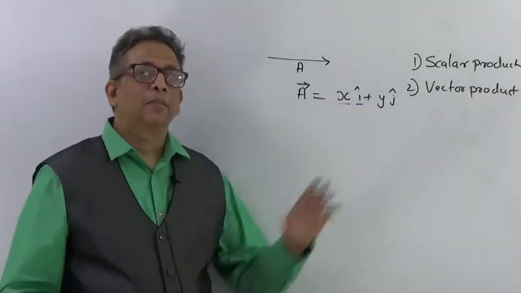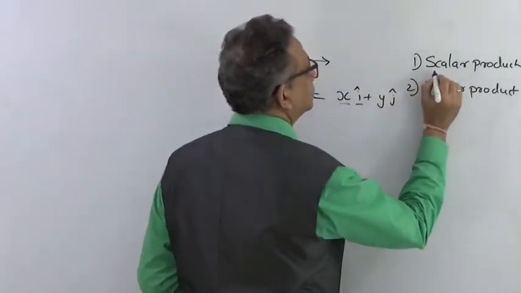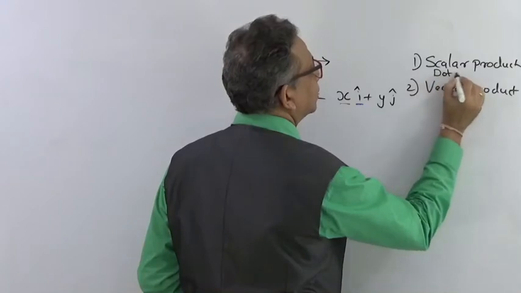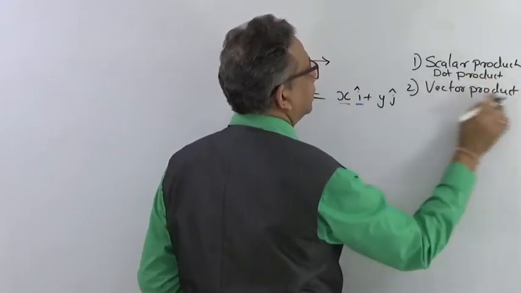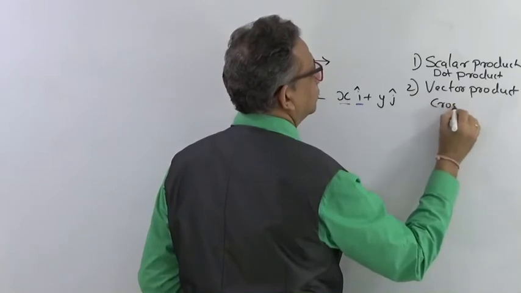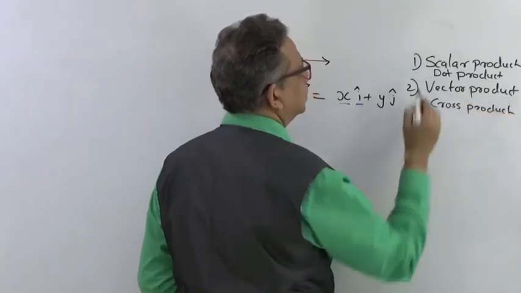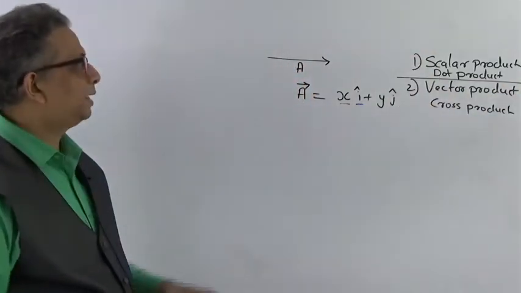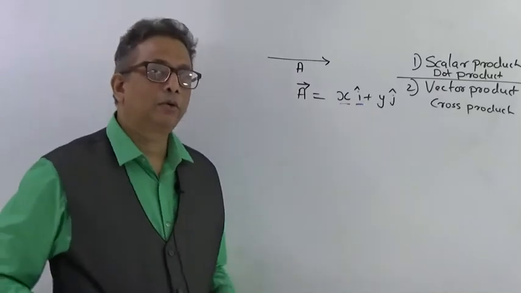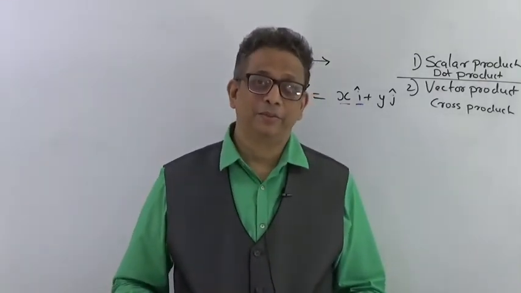One is the scalar product, which is also known as the dot product, and the vector product is also known as the cross product. So these are the two types of multiplication that can take place when we are talking about vectors. That is the complication that is involved in vector multiplication, right.